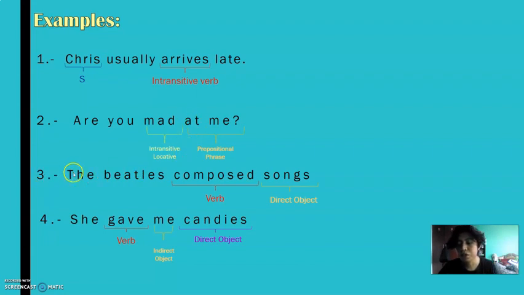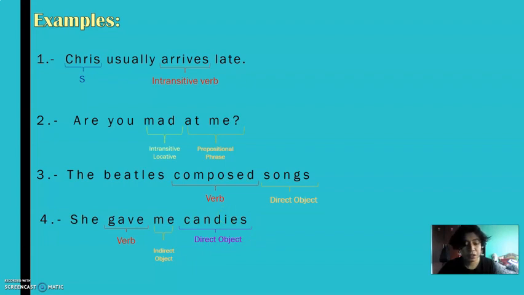Sentence number 3 is "The Beatles composed songs." "Composed" is the verb and "songs" is the direct object. Sentence number 4 is "She gave me candies." Okay. "Gave" is the verb, "me" is the indirect object, and "candies" is the direct object.